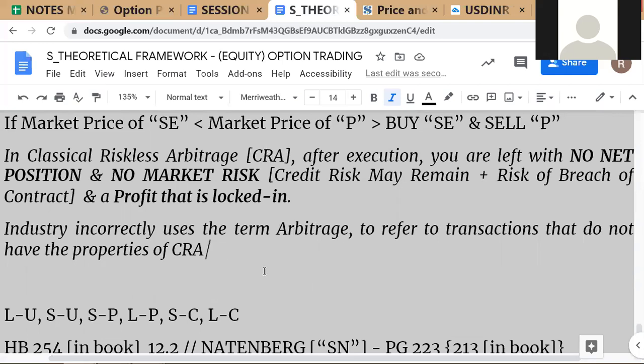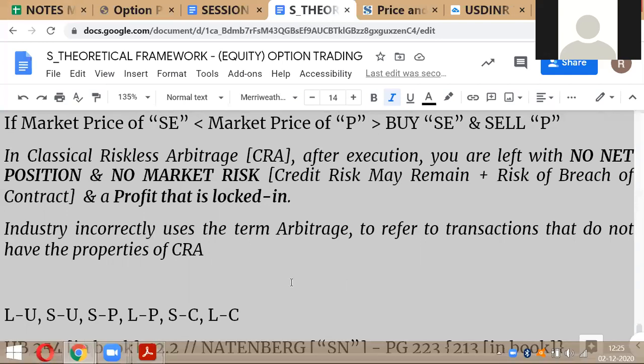Okay, so I'll give you some well-known examples that you might come across that include this word, and they're actually not CRA. They are legitimate investment strategies, but they're not CRA. I'm not going to explain those terms in detail, but I will briefly give them to you so that you are aware of these terms and you know that they refer to transactions that are not CRA. You should be clear about that. So what are these terms?